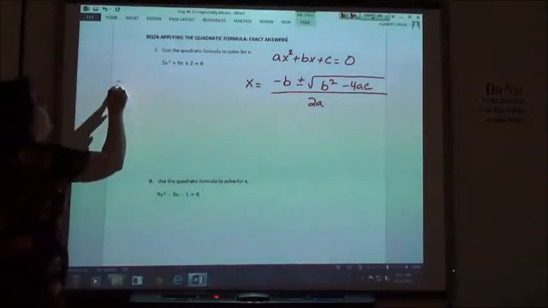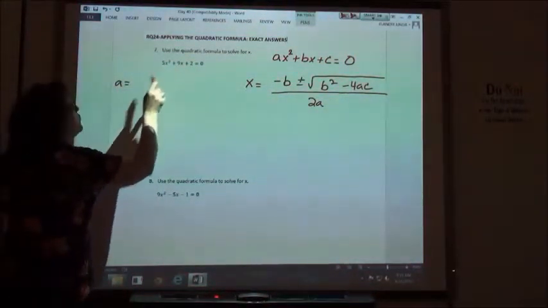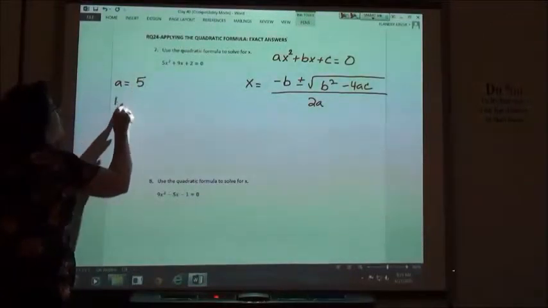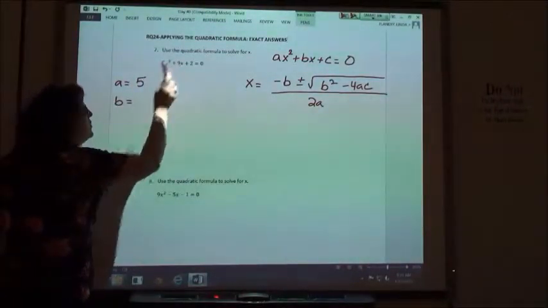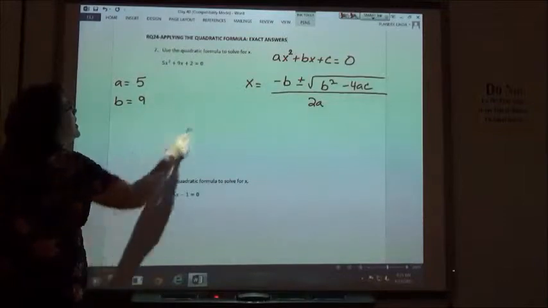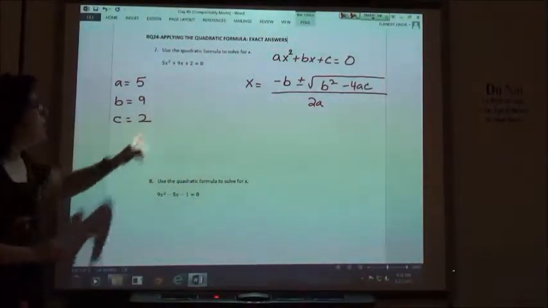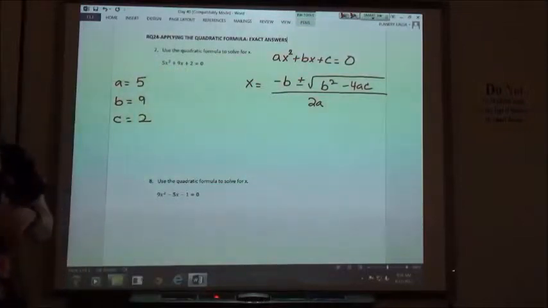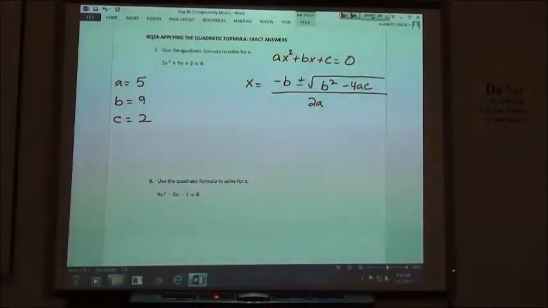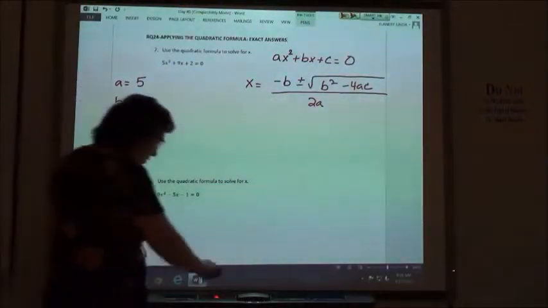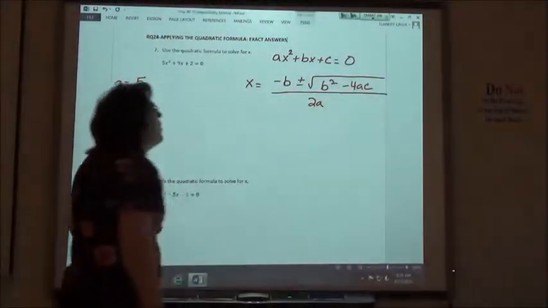So I go over here to my quadratic equation. My a value is the coefficient of the x squared term, so it's 5. My b value is the coefficient of my x term, so it's 9. My c value is my constant term, so it's 2. Be careful if there's a negative in front of those, then I include the negative with my number. All of mine are positive on this one. Now I'm going to plug it into my quadratic formula.